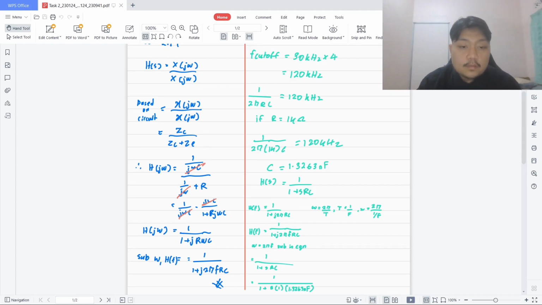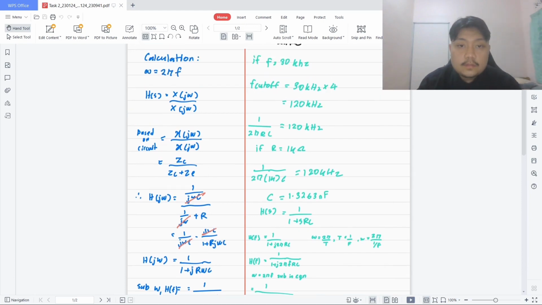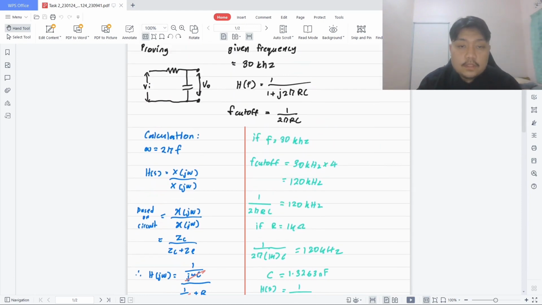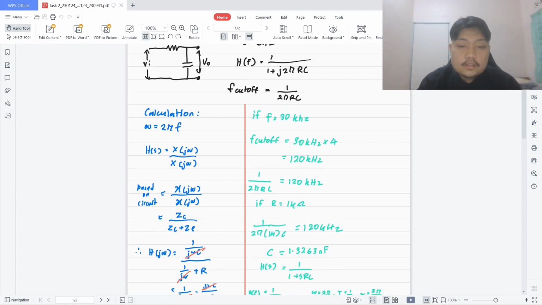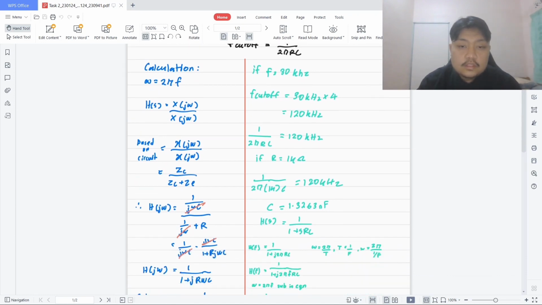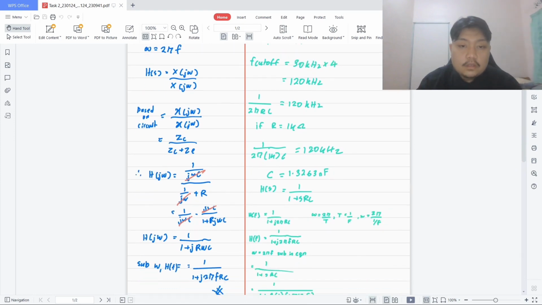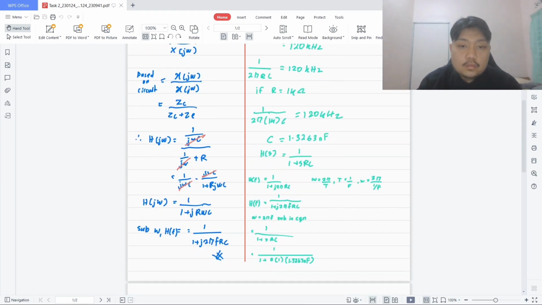Then we substitute for H(f) equals 1 over 1 plus j2πfRC. Then f is the given frequency, which is 30 kHz. So to find the cutoff frequency, it is actually multiplied by 4. So 30 multiplied by 4 is 120 kHz. 1 over 2πRC is equal to 120 kHz, the cutoff frequency. And put R as 1 kilo, assuming it as 1 kilo. Then we get C is 1.6 nanofarad.